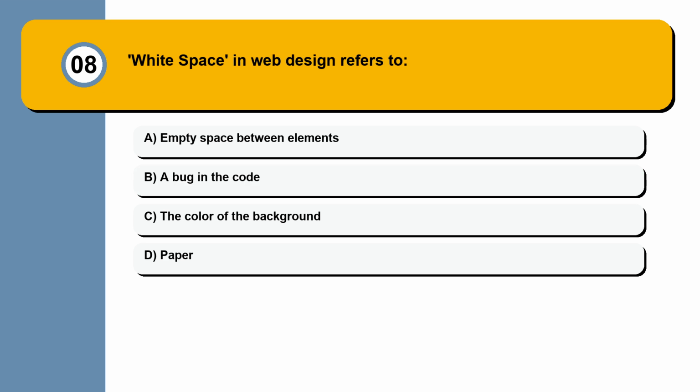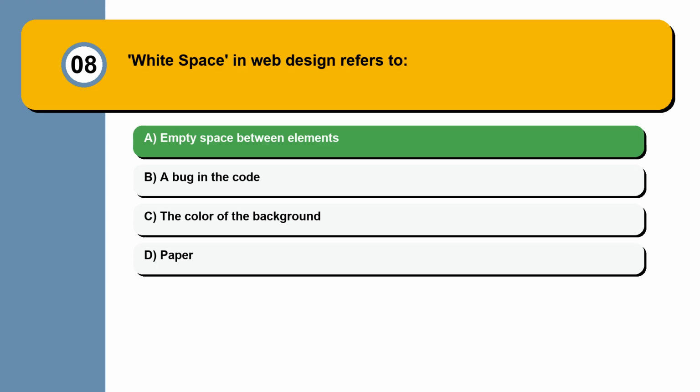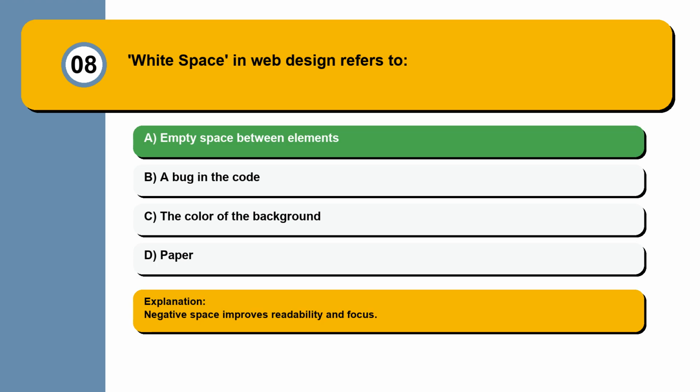Question 8. White space in web design refers to: empty space between elements, a bug in the code, the color of the background, paper. Negative space improves readability and focus.